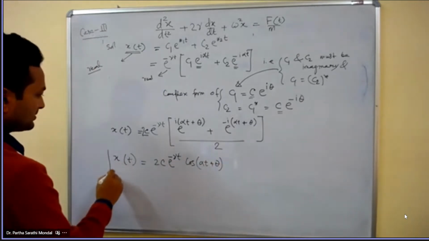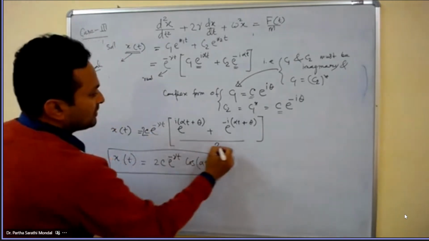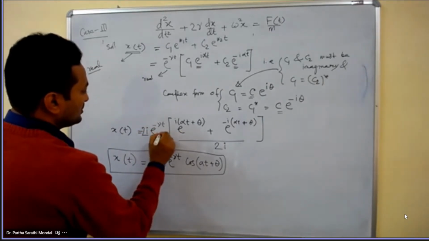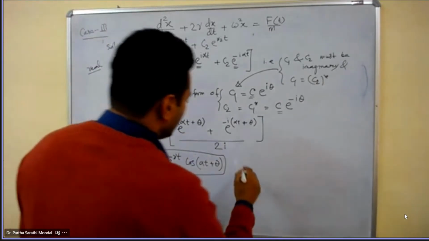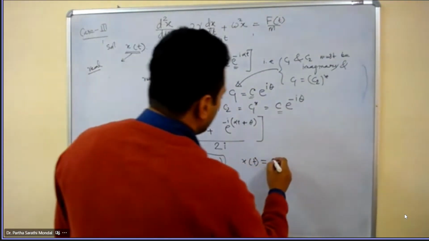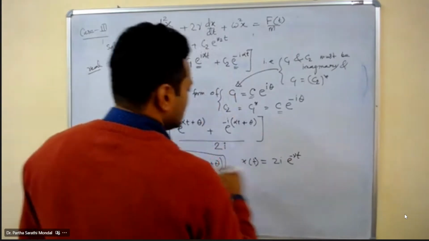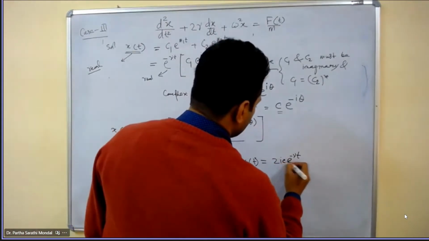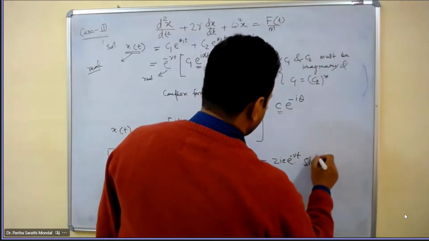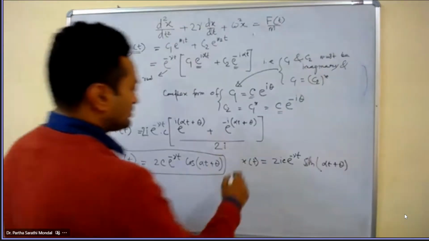So this is the solution. Now you can do another thing. If we divide by 2i and multiply by 2i, you can also do the same thing. In that case, what will your solution become? It will become 2i r e to the power minus gamma t, and it will become sin(alpha t plus theta). So these are the two solutions.